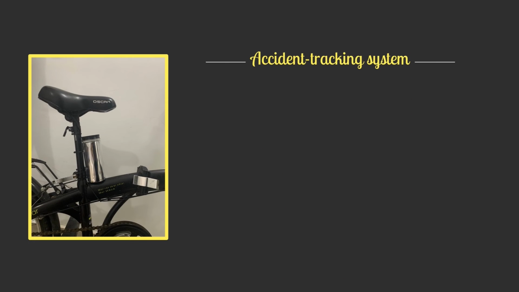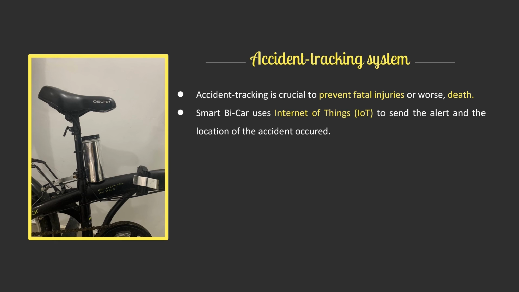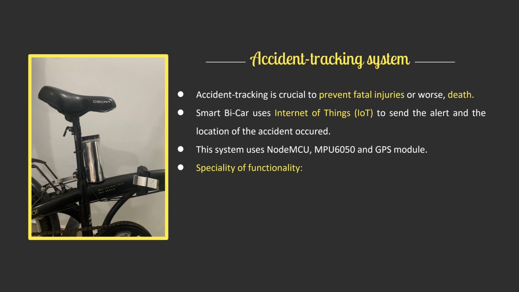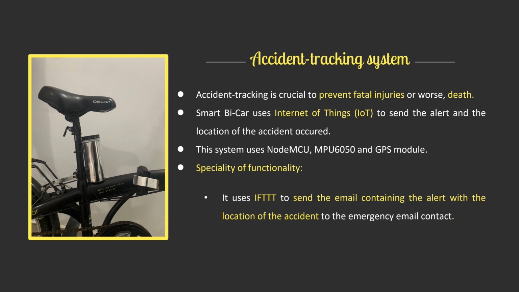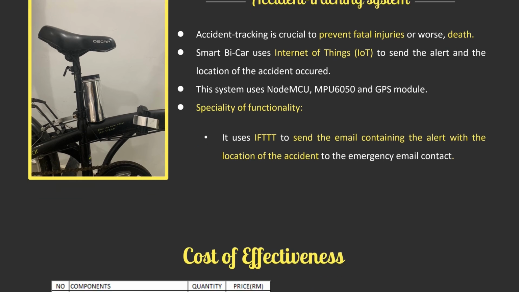Accident tracking system. Accident tracking is crucial to prevent fatal injuries or worse, death. Smart Biker uses the Internet of Things (IoT) to send the alert and the location of the accident that occurred. This system uses a NodeMCU, MPU6050, and GPS module. A speciality of this functionality is that it uses IFTTT to send the email containing the alert with the location of the accident to the emergency email contact.